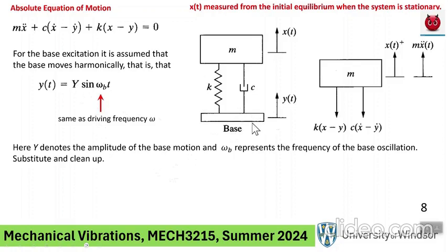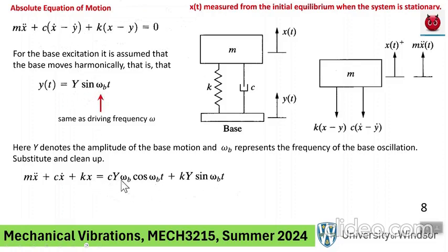Remember, here's the base. The base moves up and down somehow, for a given amplitude, big Y, at the frequency omega b. So we take that, stick it in there, and clean it up. Now keep in mind that cy dot goes to the other side, and ky goes to the other side. This is ky. And cy dot, you differentiate sine, you get omega b cosine big Y there.